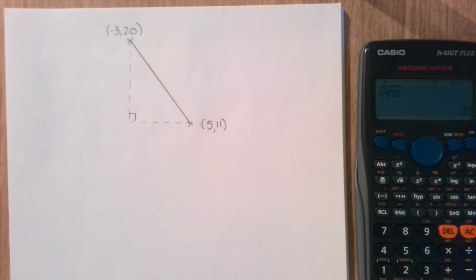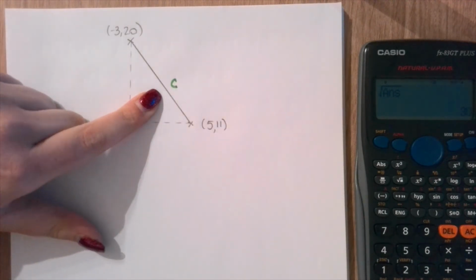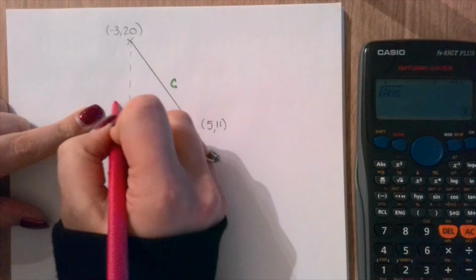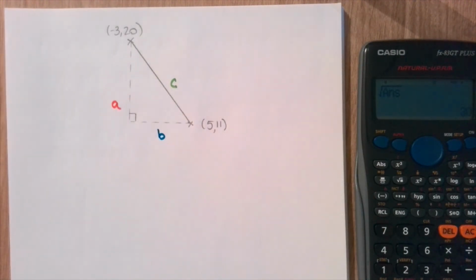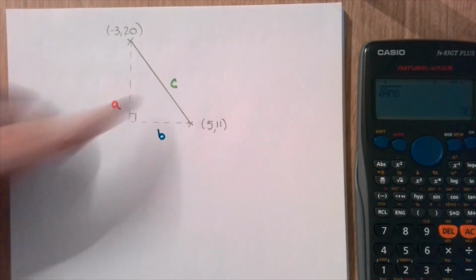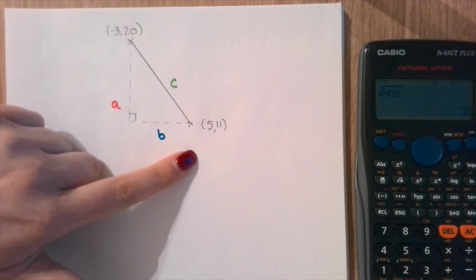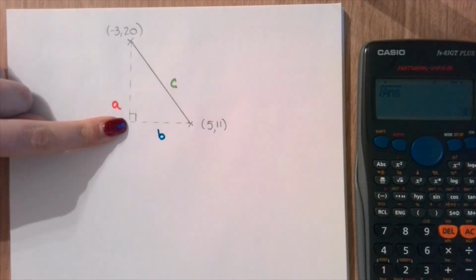Now, how do I know what the lengths are? Because I've got coordinates, but I don't know what the distance is. Let's label the sides first of all. So, right angle, that must be C. Doesn't matter which one's A and B, I'm going to go that one's A and that one's B. Now, how do we work out the values? We know that C is the one that we're going to have to find, because the question asked us to find the length of the line that joins these 2 points. I now need to know how big this distance is.